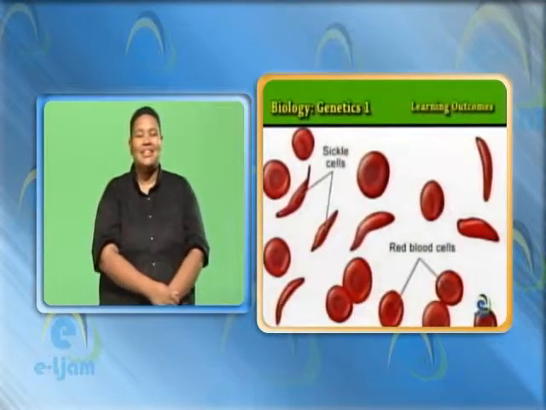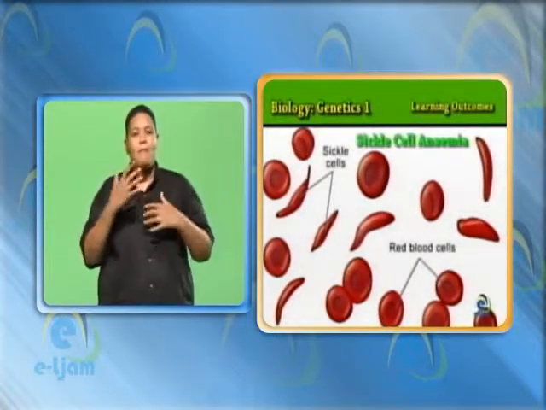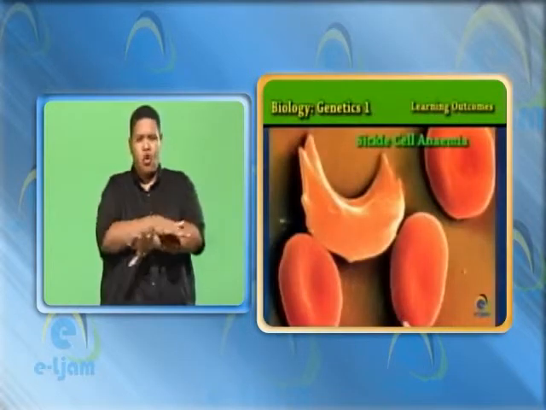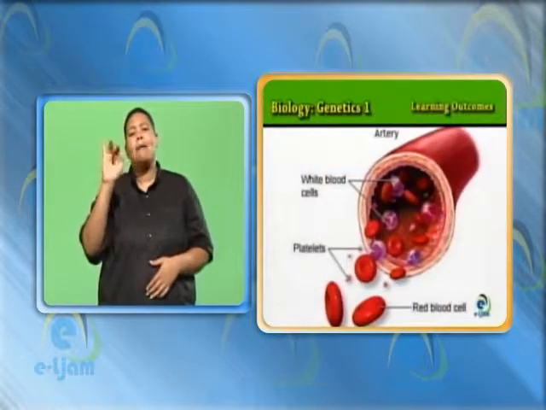Sickle cell anemia. A similar principle would be applied if predicting the results of crosses for genetic disorders such as sickle cell anemia and albinism. Let's take sickle cell anemia for example.